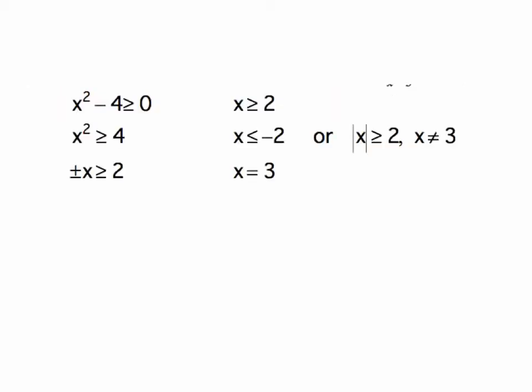So if x squared minus 4 has to be greater than or equal to 0, x has to be greater than or equal to plus or minus 2. And in the denominator, x cannot equal 3.